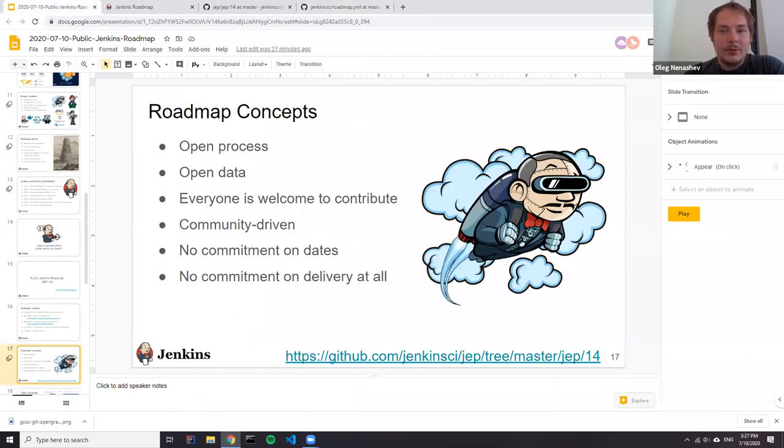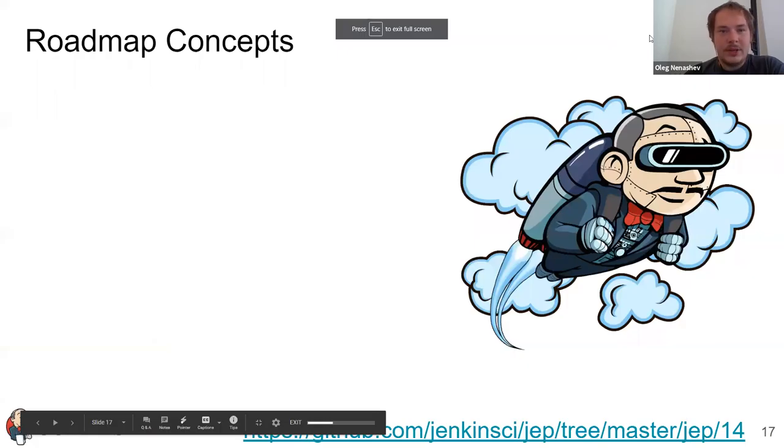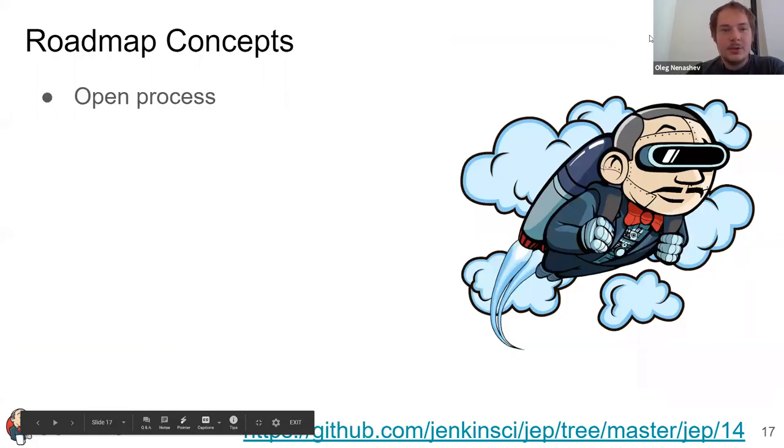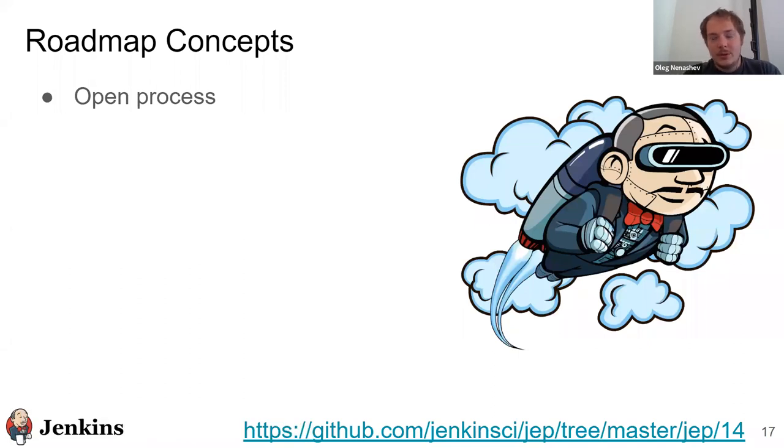And I also want to describe how it works in principle. So the main idea is to have an open process so that everybody can contribute, decisions and the evolution of the roadmap are fully transparent, and that you can access this information about these decisions and about why we made them. Also, there is open data, so everybody can access a current snapshot of the roadmap and its history if you're interested in that, and use it for your decision-making process.